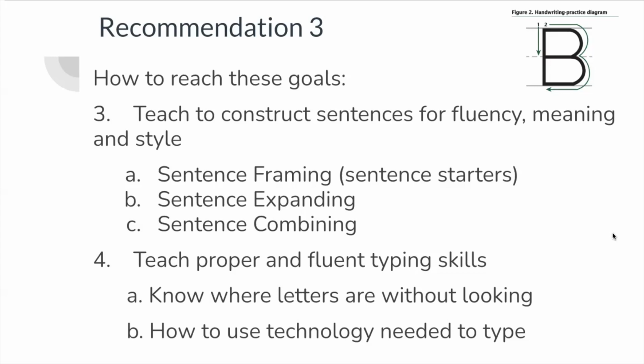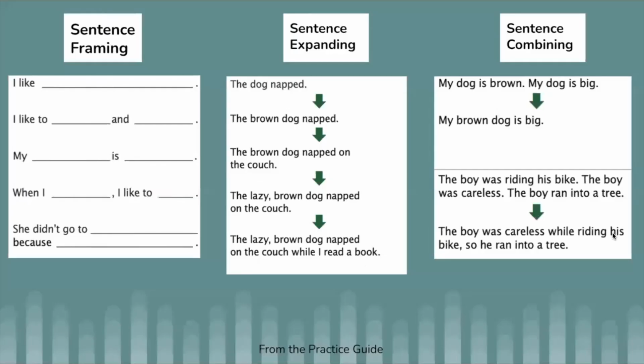And on the next slide, here I have examples of what sentence framing, sentence expanding, and sentence combining means and looks like. So sentence framing is kind of like sentence starters or a little bit of a fill in the blank. Sentence expanding really means taking a simple sentence like the dog napped, and adding in adjectives, adverbs, and other descriptive language in order to really paint a picture of what was going on. And then sentence combining would be taking 2 smaller sentences and making them into one, by using punctuation and by using connecting words.